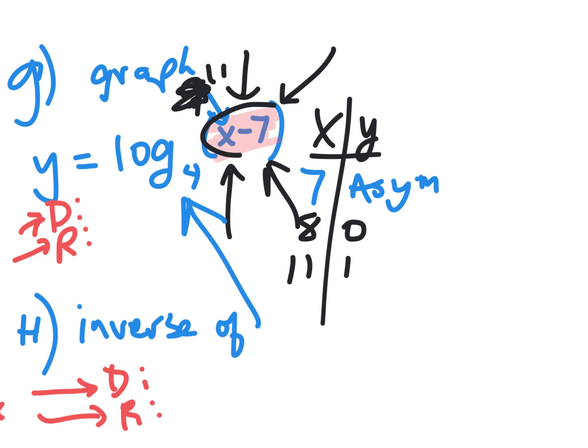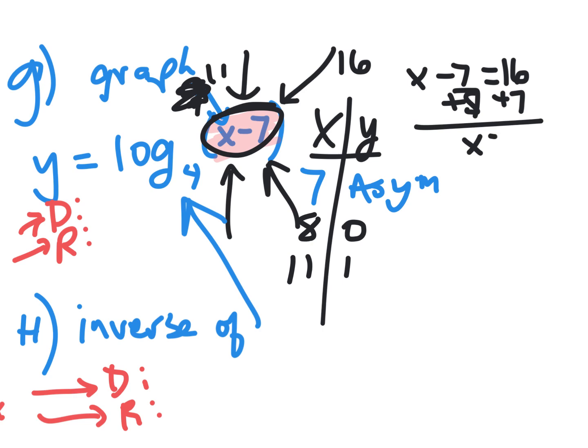Then what's the next one I want to put in? Well, I want to make this equal 16 because log base 4 of 16 would work out nice. So here's what you can do. You can say x minus 7 needs to equal 16, and you can solve it. Just add 7 to both sides, and I get x equals 23. Who had 23 on their list? Good choice, because when you put in a 23, you get log base 4 of 16, and log base 4 of 16 is 2.